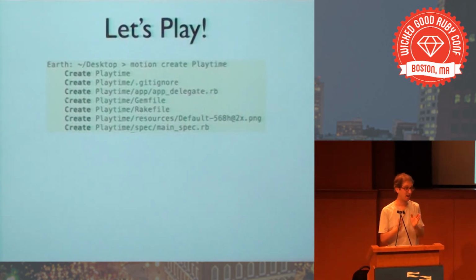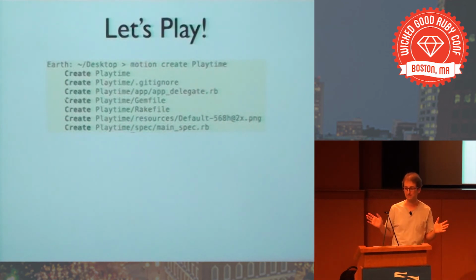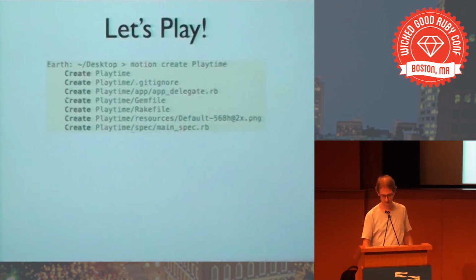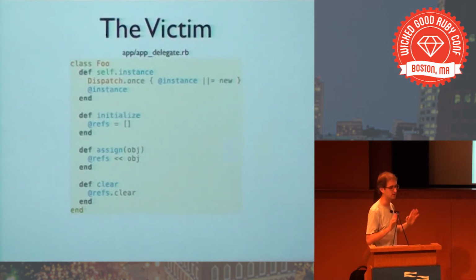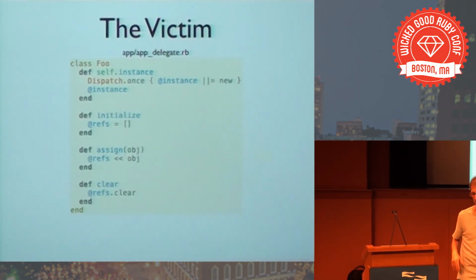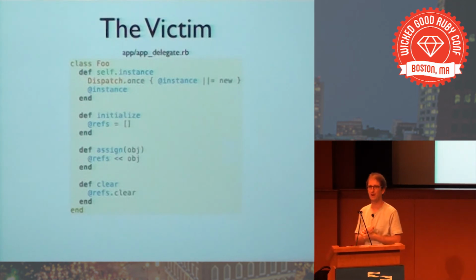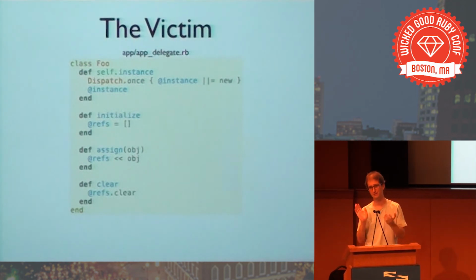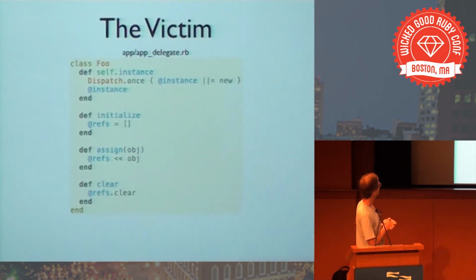OK, so here's what I did. I created a simple little project, called it Playtime. And this is what the victim file looks like. It doesn't do anything. It's a blank screen if you actually run it in the simulator. I just wanted to play around with Ruby objects and the debugger. So I just created this object.